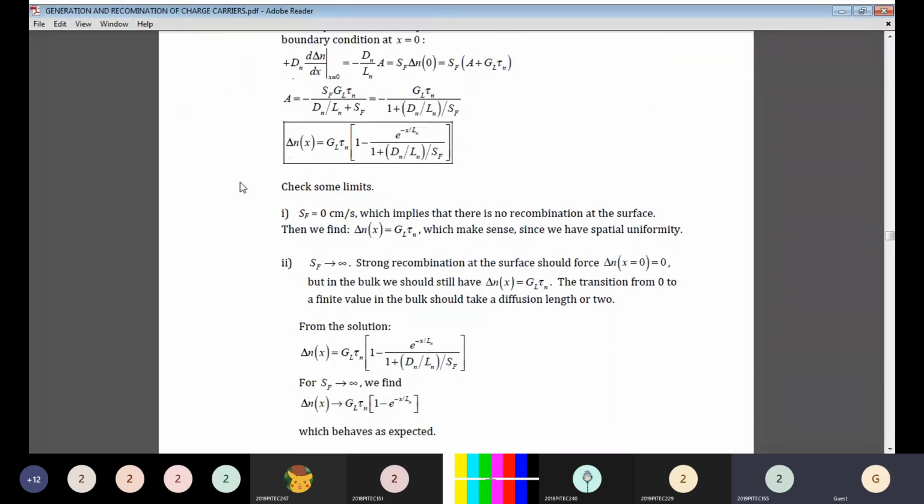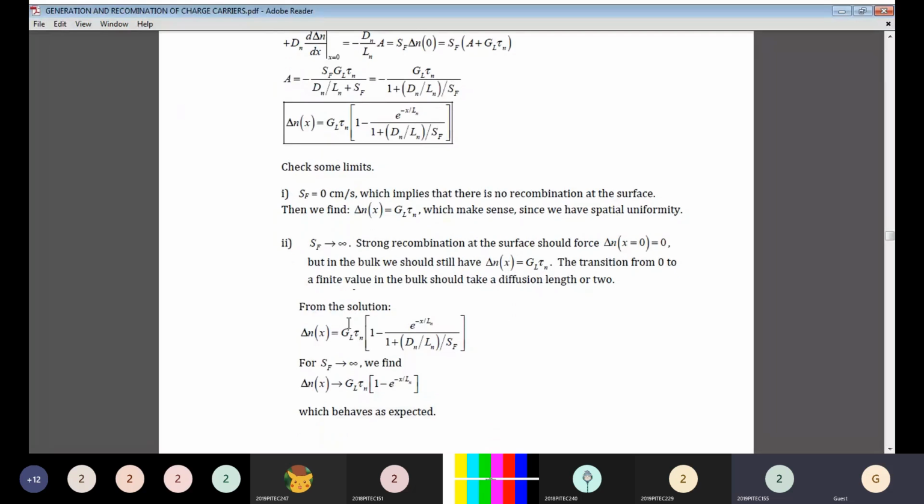So based on the condition, when S_F equals 0 centimeters per second, which implies that there is no recombination at the surface, then we find Δn(x) equal to G_L tau_n, which makes sense since we have spatial uniformity. When S_F tends to infinity, strong recombination at the surface should force Δn(x=0) equal to 0. But in the bulk, we should still have Δn(x) equal to G_L tau_n. The transition from 0 to a finite value in the bulk should take a diffusion length or two.